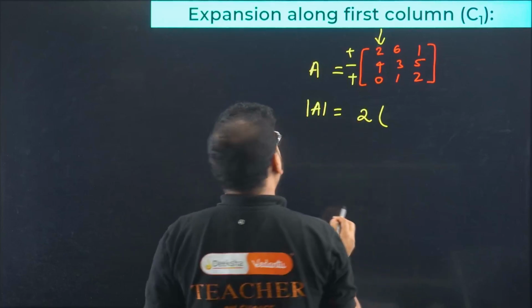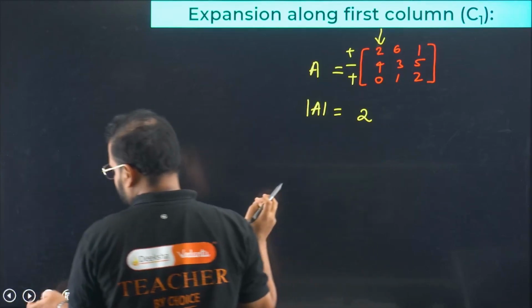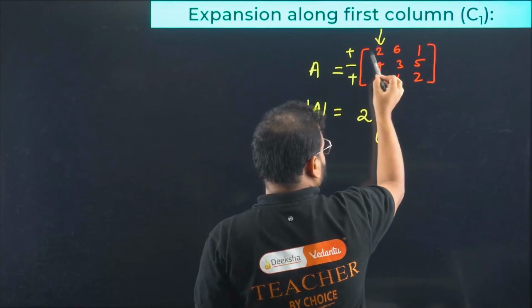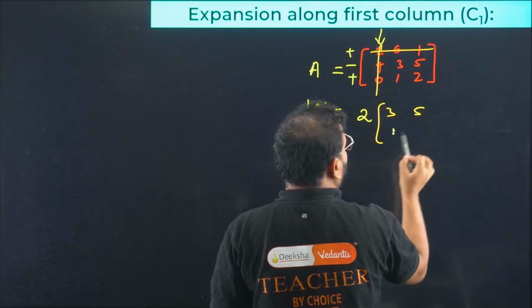Now, sir, matrix order. Please check in the matrix order, sir. All right, I'll take it in the matrix order only. So of course, what I have to do? The address is first row and first column. Remove that. The matrix left is 3 5 1 2.